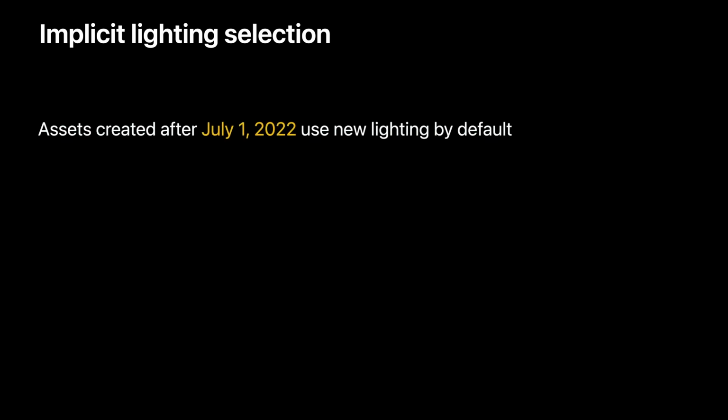Lastly, for assets without this metadata, AR Quick Look will determine the lighting version automatically based on the file's date time stamp. If the asset was created after July 1st, 2022, it will use the new lighting. Older assets will continue to use the classic lighting, so they don't change how they look. Now I'll hand it over to Alex for USD rendering.